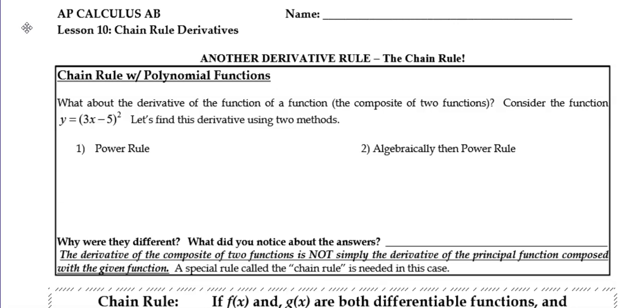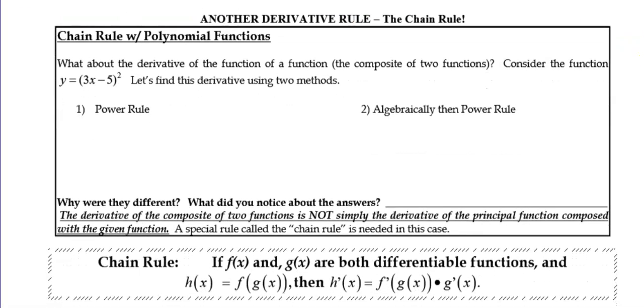This lesson we're going to talk about one of the most important rules for derivatives, the chain rule. We've talked already about the product rule, the power rule, and the quotient rule. I will be honest with you guys, I know that the chain rule is used more often in calculus than any other derivative rule. So let's go ahead and get started.